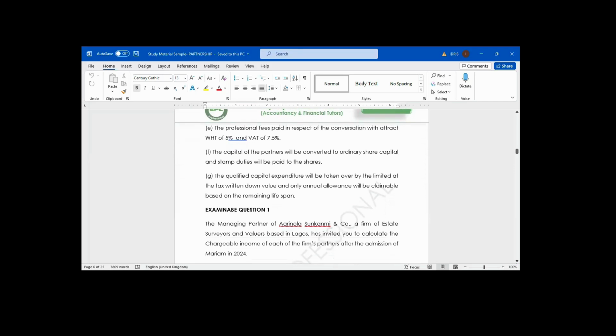Another one, the qualified capital expenditure will be taken over by the limited company at the tax written down value. And only annual allowance will be claimed on the remaining lifespan.